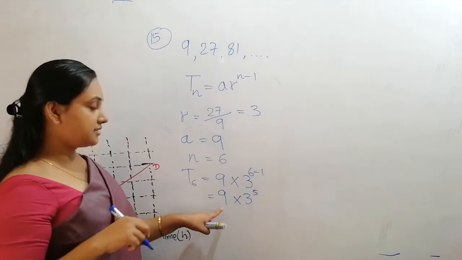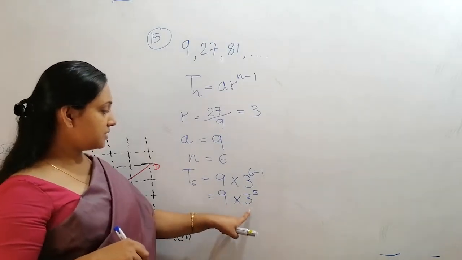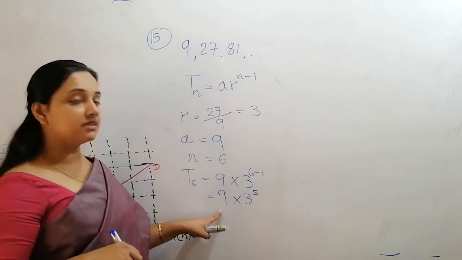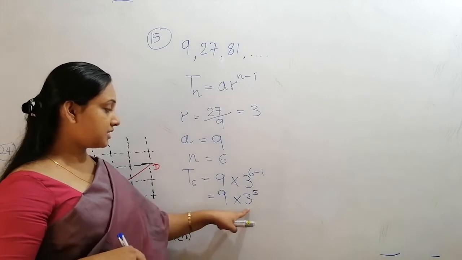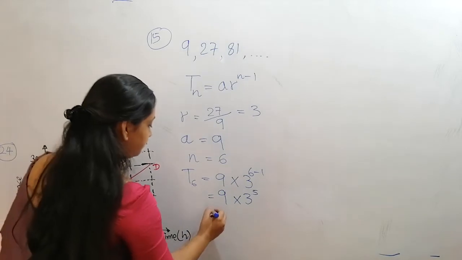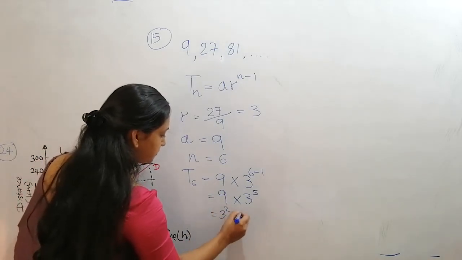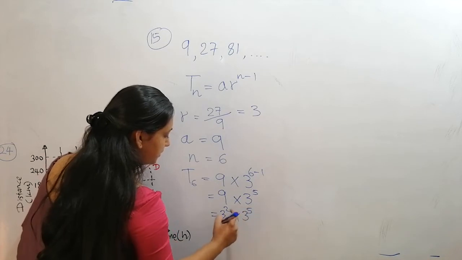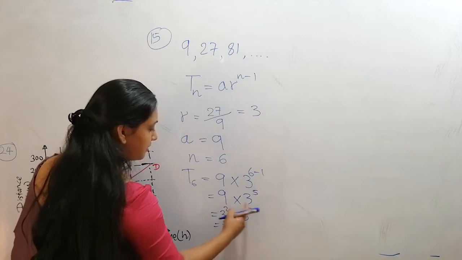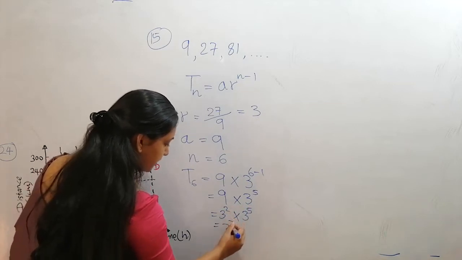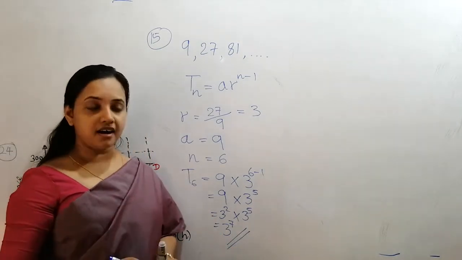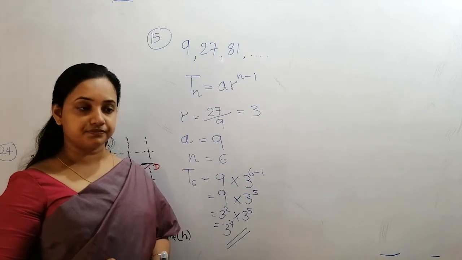But we can't keep the answer like this, because the question asks to keep the answer as a power of 3, and this 9 is not a power of 3. We have to convert it. 9 means 3 to the power 2, into 3 to the power 5. Then the base is the same. With multiplication, powers will be added. 5 plus 2 is 7. Then the sixth term will be equal to 3 to the power 7. This is the answer for question number 15.